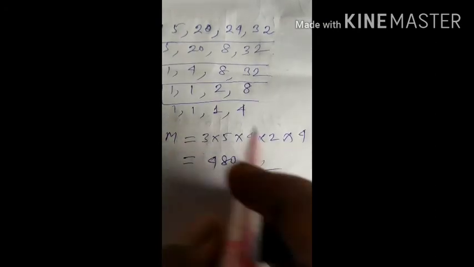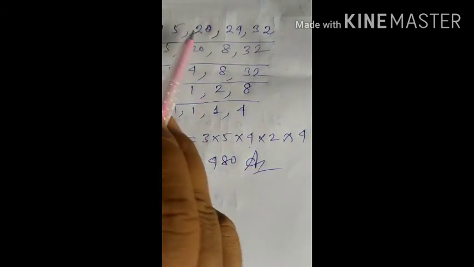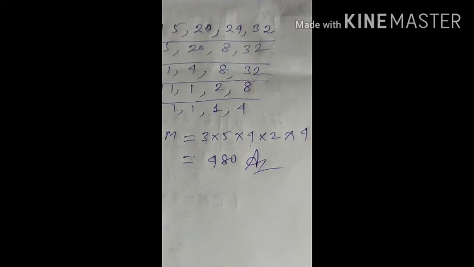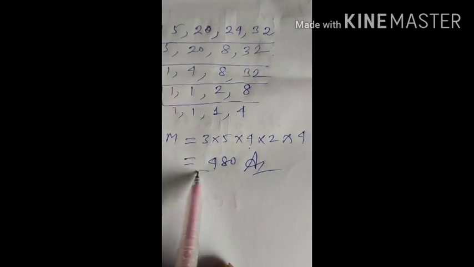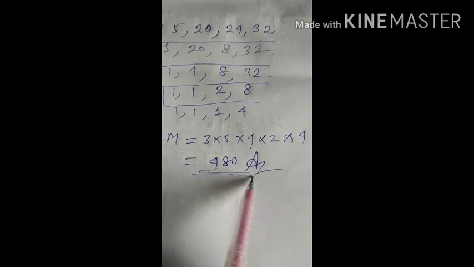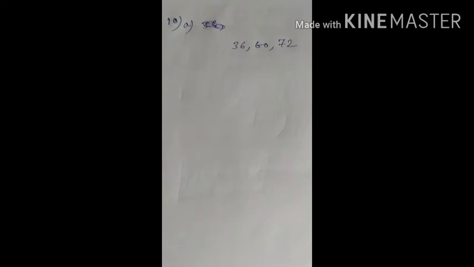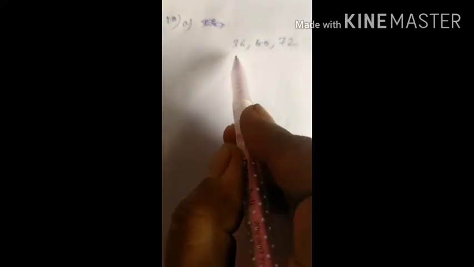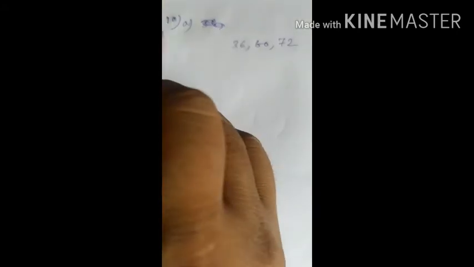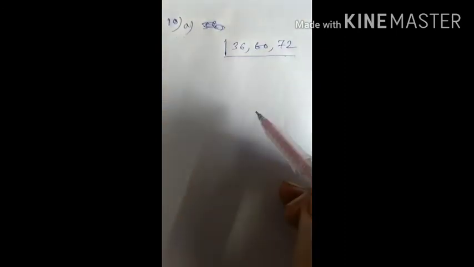So 15, 20, 24 and 32 will be completely divisible by 480. This is the least number by which all these are exactly divisible. Now we have to find the LCM of the given numbers 36, 60 and 72, question number 10A.